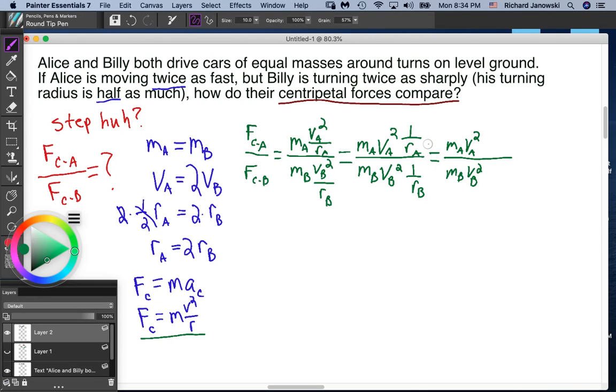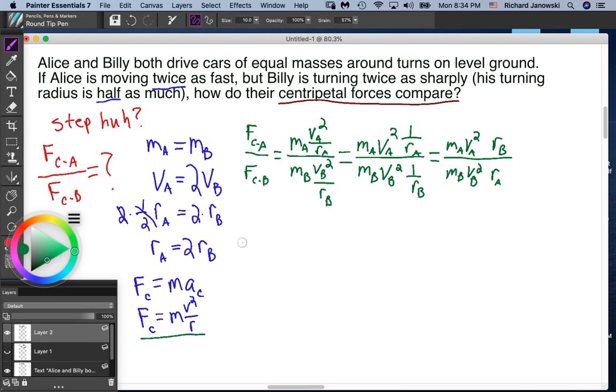So radius of Alice. Well, that's on the bottom of the top, so therefore it must go on the top of the bottom. So that guy goes down to there. Radius of Billy. Well, that's on the bottom of the bottom, so it must go on the top of the top. And I'm done. Weird, but that is how I think of it. So find some way of doing the algebra that makes sense. So that's what we've got.